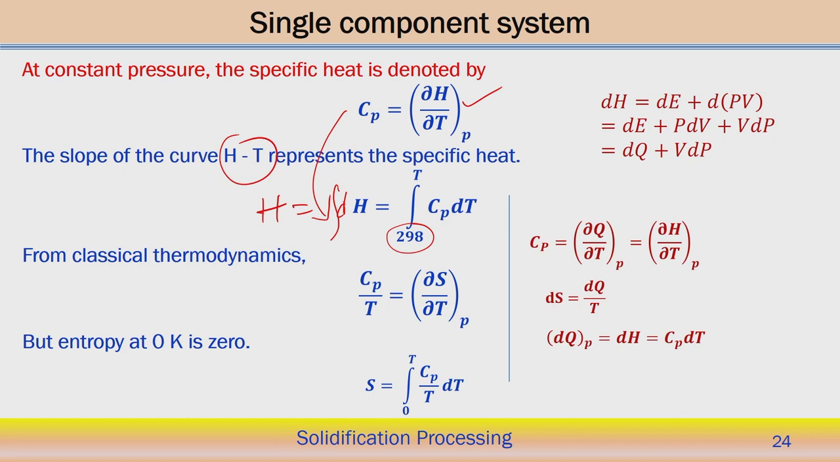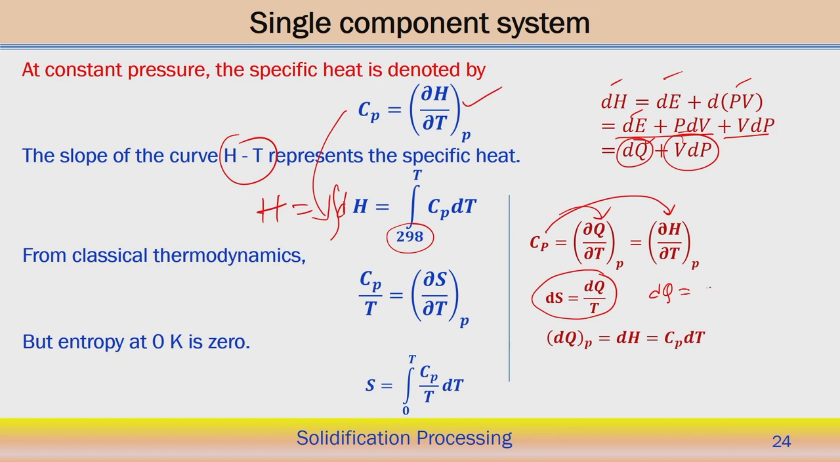But from classical thermodynamics we can find this particular relation: Cp by T equal to del S by del T at constant pressure P. But how are we getting this relation? Just dH equals dE plus d(PV), so dE plus PdV plus VdP, which we have already seen. dE plus PdV is basically equivalent to dQ, and VdP, we know this. Now the expression for Cp is equivalent to del Q by del T at constant pressure, basically the energy supplied to the system at constant pressure, dQ, and dT is the change of temperature. Now in an ideal process, dS, the change of entropy, equals dQ by T, where dQ is the heat supplied to the system at temperature T.